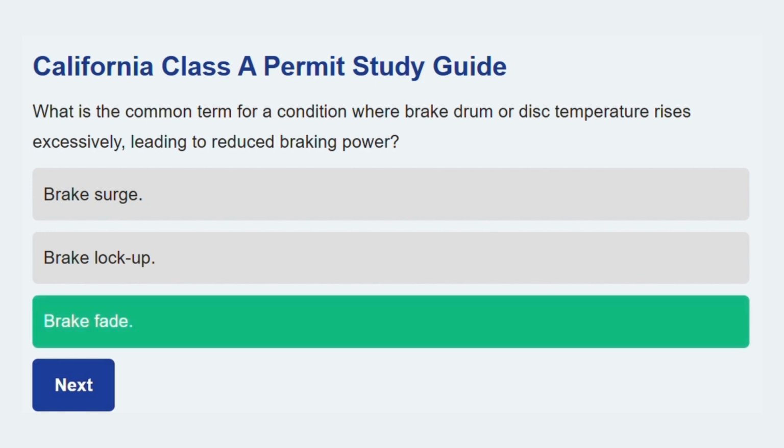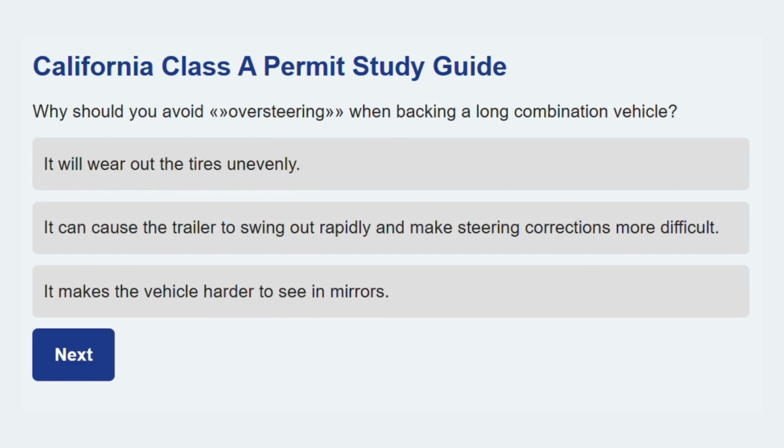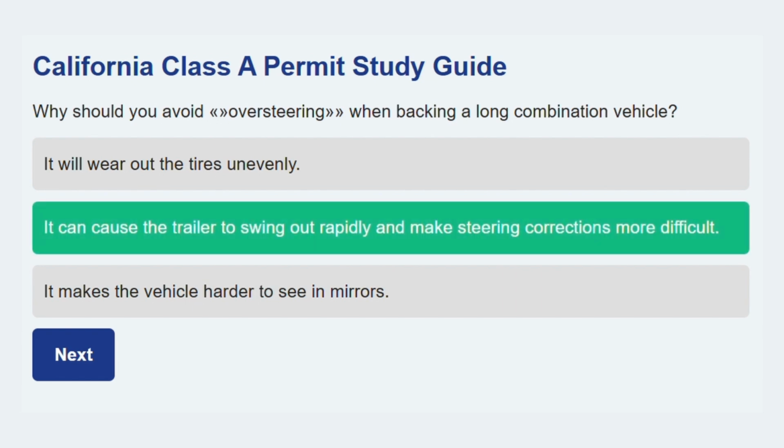Moving on. Why should you avoid oversteering when backing a long combination vehicle? It can cause the trailer to swing out rapidly and make steering corrections more difficult. Small, precise movements are best when backing.